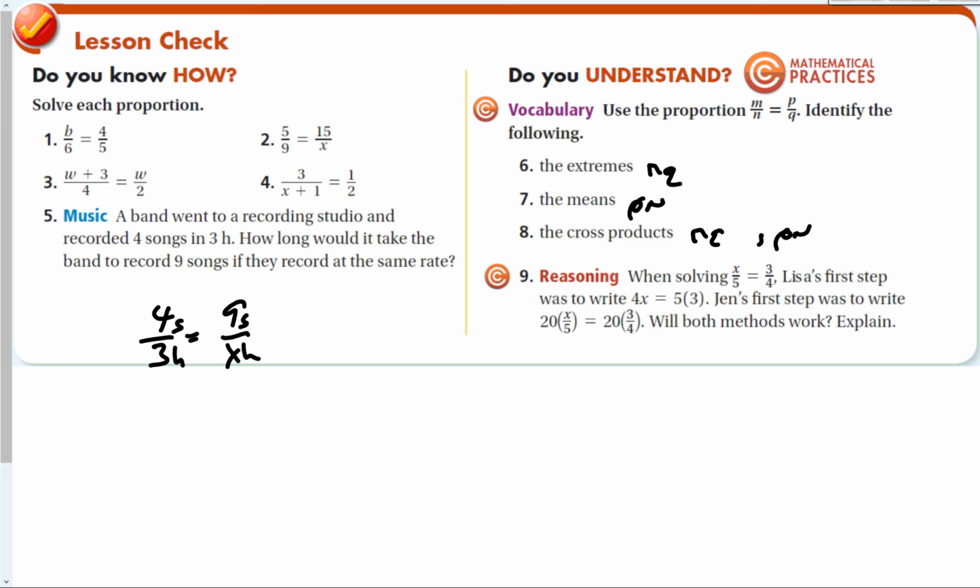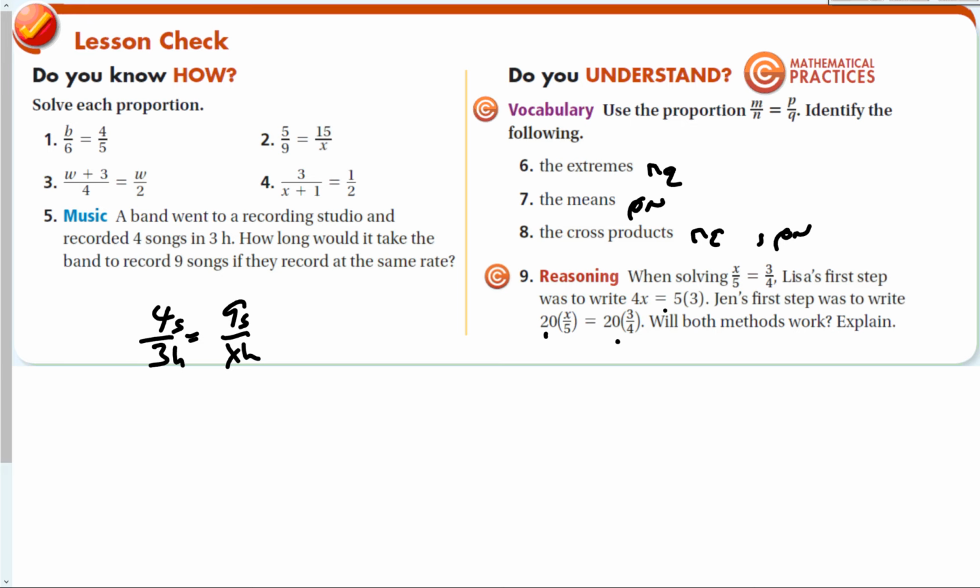Okay? When solving this equation, Lisa's first step was to write 4x equals 5 times 3. Jen's first step was to write 20 times x over 5 equals 20 times 3 over 4. Now, obviously the first method is going to work because that's what we've been talking about. But will this method work?